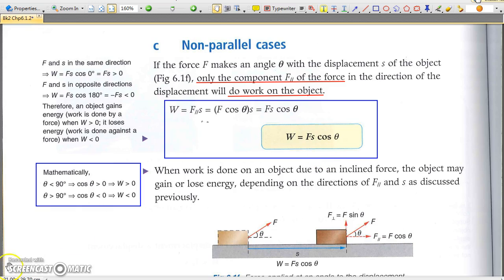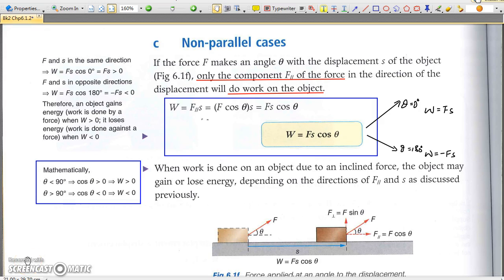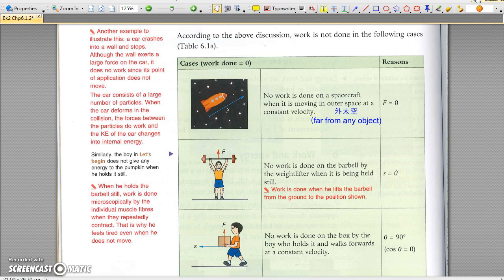In particular, when theta is 0, cosine theta equals 1, the applied force and the displacement are in the same direction. While if theta equals 180 degrees, the applied force and displacement are opposite in direction. It is also interesting to note that the following cases produce no work.